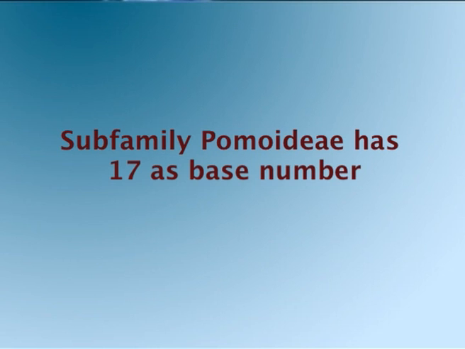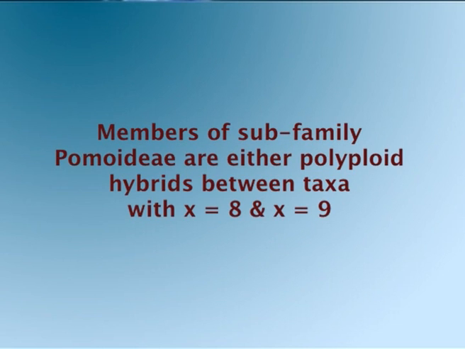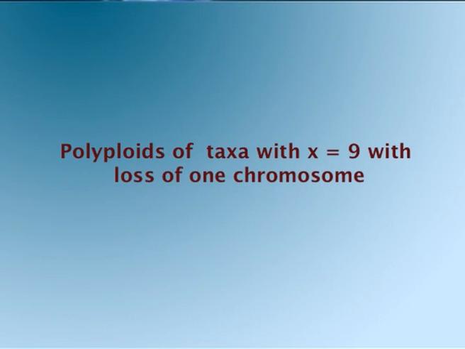This suggests that the members of subfamily Maloideae are either polyploid hybrids between taxa with X = 8 and X = 9, or are polyploids of taxa with X = 9 with loss of one chromosome. Now the cytological variation at and below generic level. There are several examples where chromosome numbers support generic status.